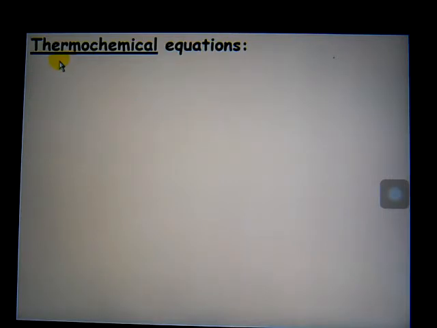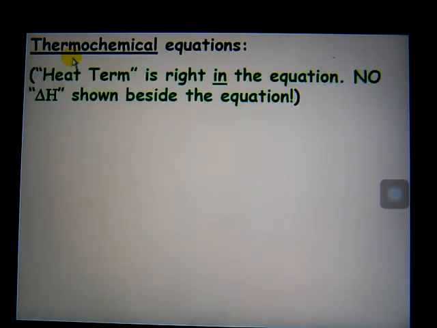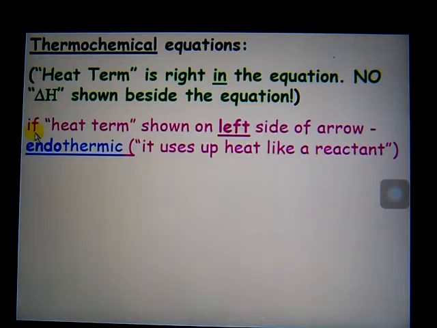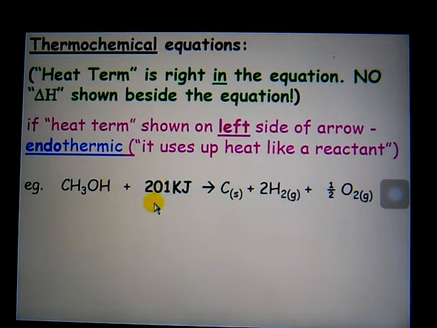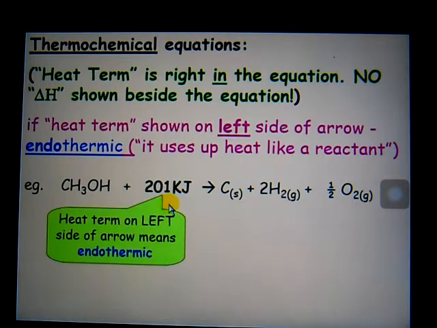Another way of showing heat is through a thermochemical equation. Thermo means heat. In these types of equations, the heat term is right in the equation. There's no delta H shown. The heat term could either be on the left side of the arrow or the right side of the arrow. If the heat term is on the left side of the arrow, this is an endothermic reaction because it's using up heat like a reactant. Here's an example. This is the heat term, and it's on the left side of the arrow. So this is an endothermic reaction.